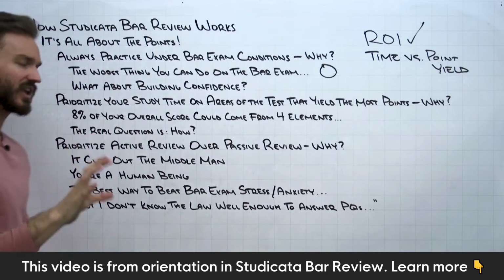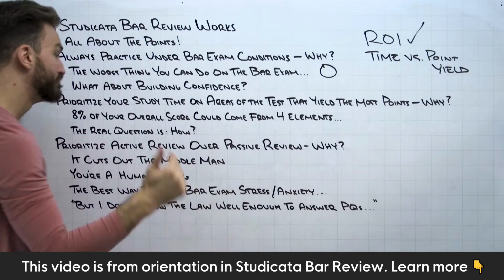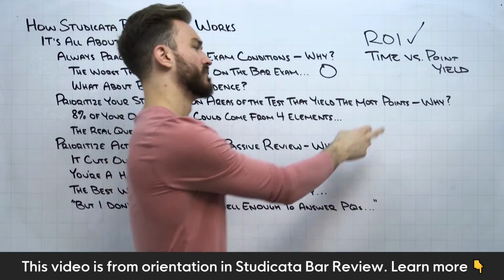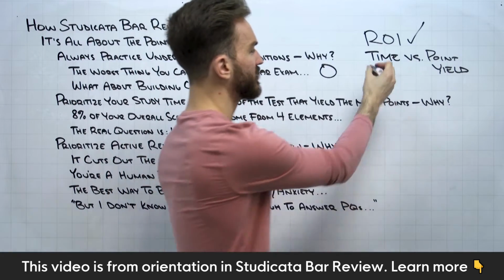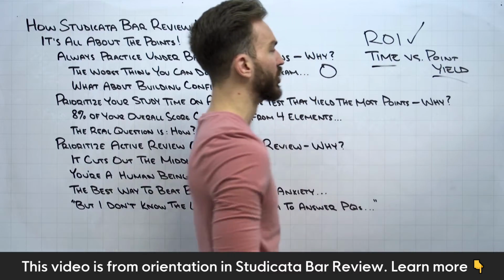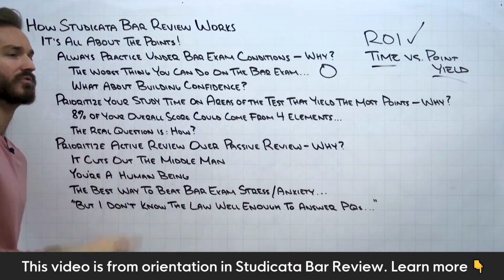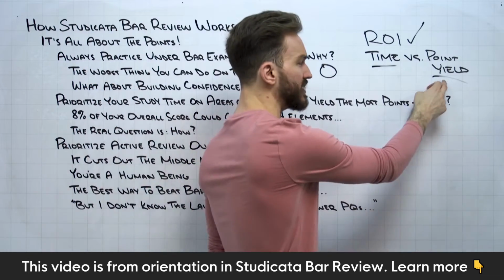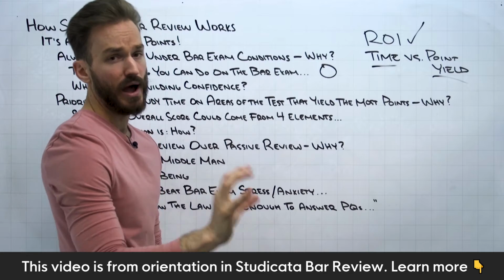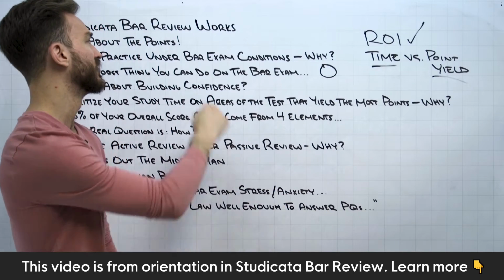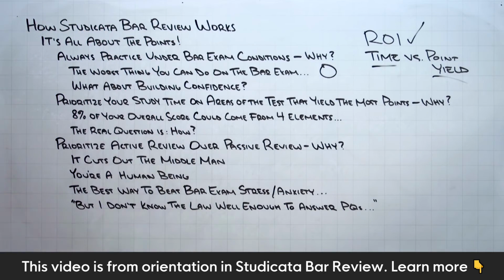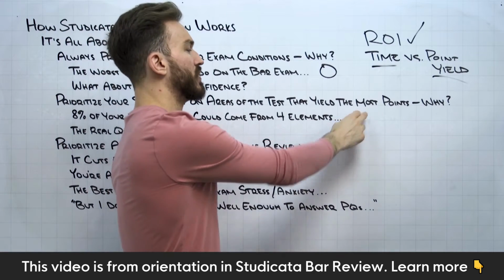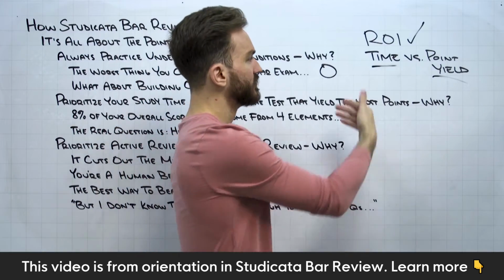But more so than just thinking about negligence, that was an example, the bigger idea is you really want to prioritize your study time on areas of the test that yield the most points. Again, because it's all about this ratio. We want you to get return on your investment of time. We want every minute that you spend preparing for the bar exam to result in point yield, and the better we can maximize that ratio, the higher your chance of passing the bar exam. When you're thinking about prioritizing your study time on areas that yield the most points, it's obvious why, because it's all about the ratio.